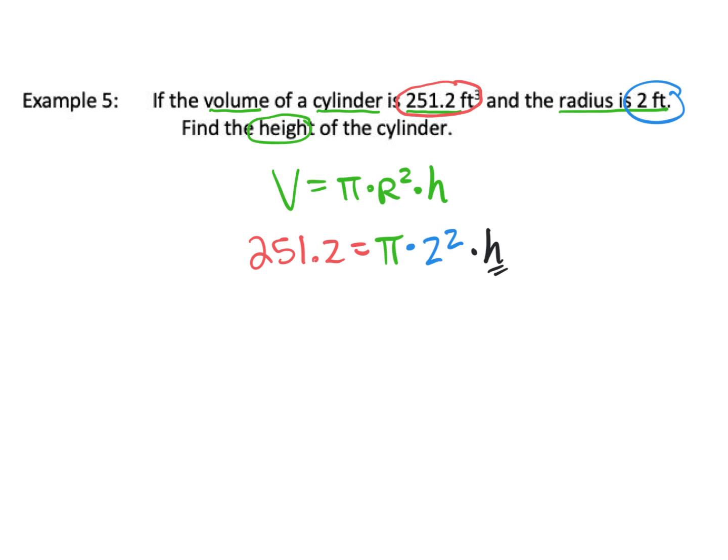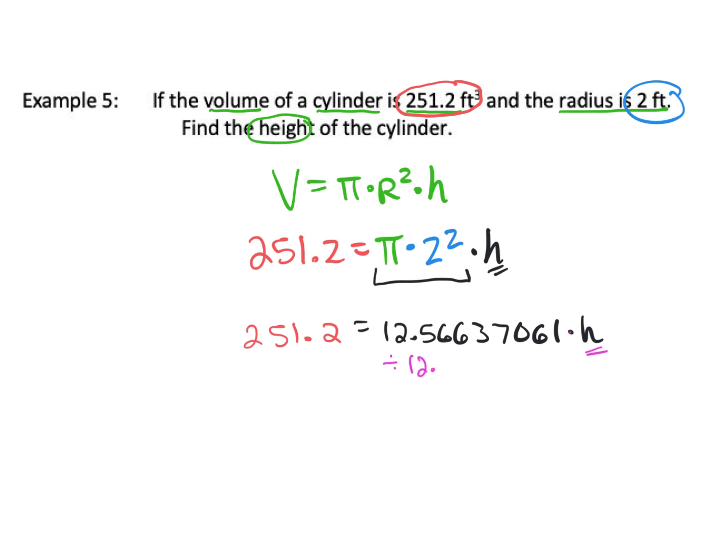So grab your calculator. And what we're going to do is multiply pi times 2 squared. Pi times 2 squared, right? And let's write down that really long decimal. I know, it's really long. So we have 12.56637061 times height. And then we still have the 251.2. Now we want to get height by himself, right? So that means we're going to divide both sides by 12.566, because these two are multiplying. Opposite of multiplication is division.